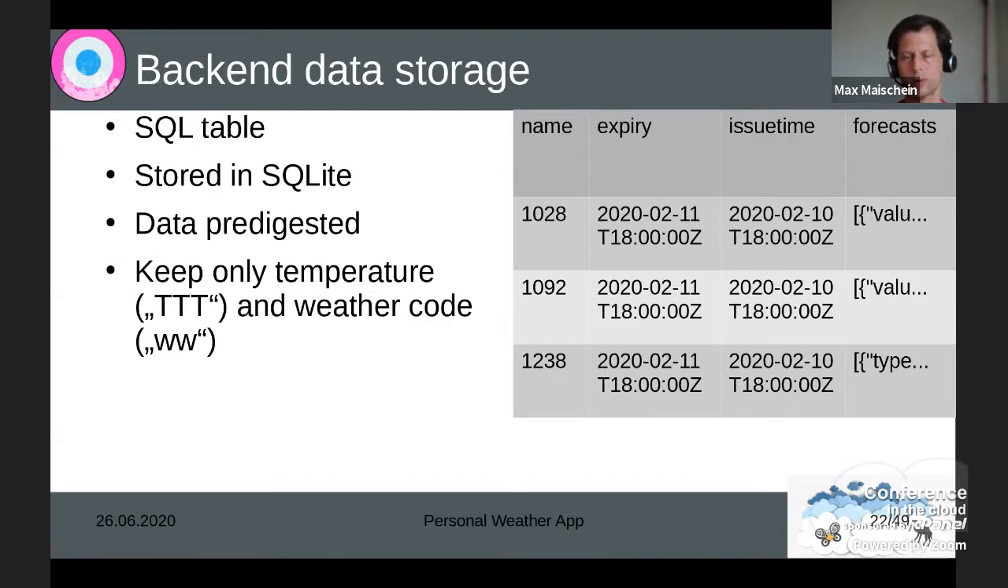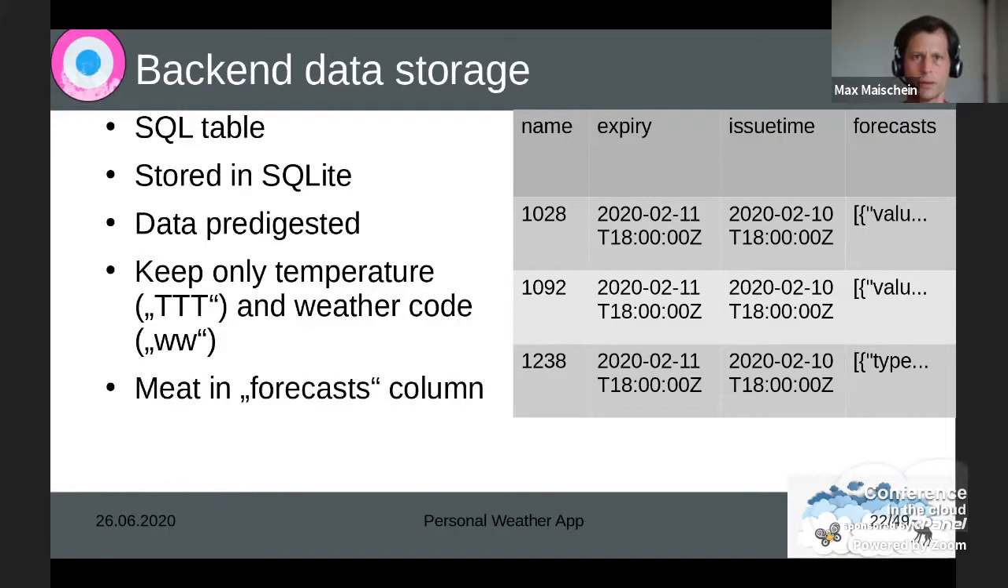While importing, I only keep the temperature and weather code forecasts. There are many, many more forecasts like wind speed, dew point at ground level, dew point 2 meters above ground, and some other stuff. I don't have a use for it, so I don't import it into the database, but in principle it can also be imported if there is a need for it. And again, as I already said, the meat of the table is in the forecasts column, stored as JSON.